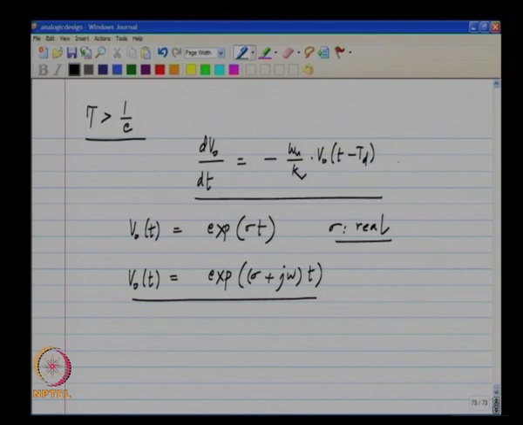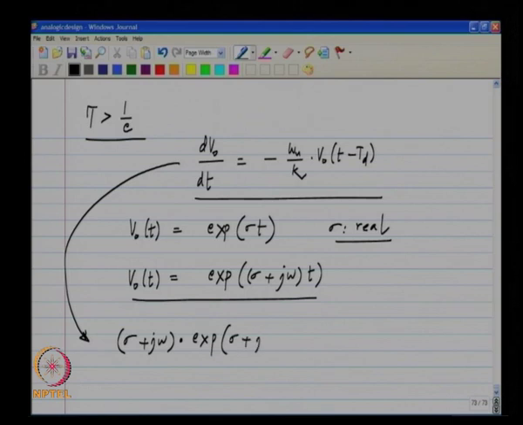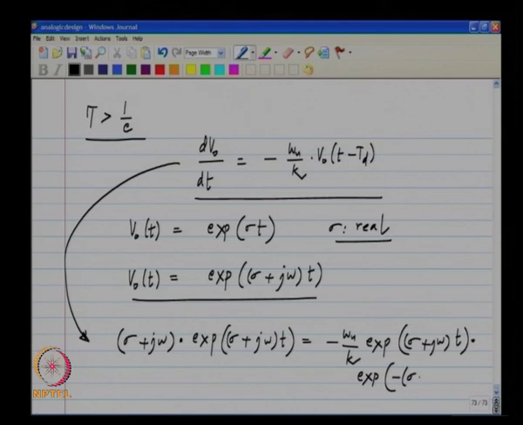With this we can substitute into the differential equation. dV naught by dt will be sigma plus j omega exponential sigma plus j omega times t, and that is equal to minus omega u by k times V naught of t minus Td, which gives rise to a product of two exponentials, one of which is simply exponential of sigma plus j omega times t, and the other is exponential of minus sigma plus j omega times Td.